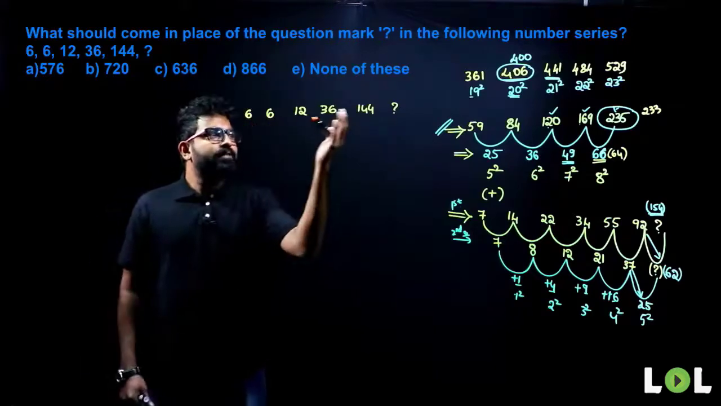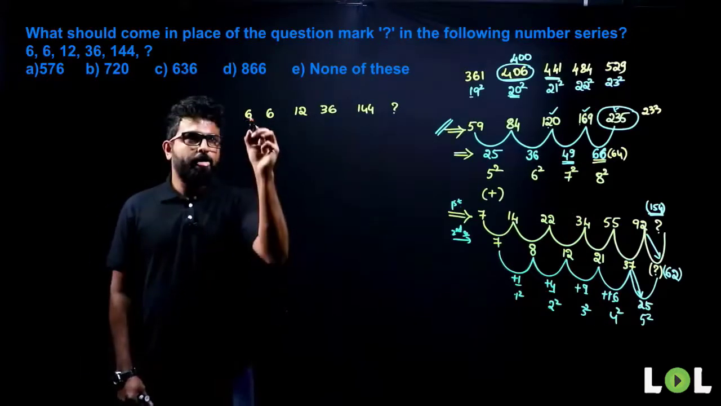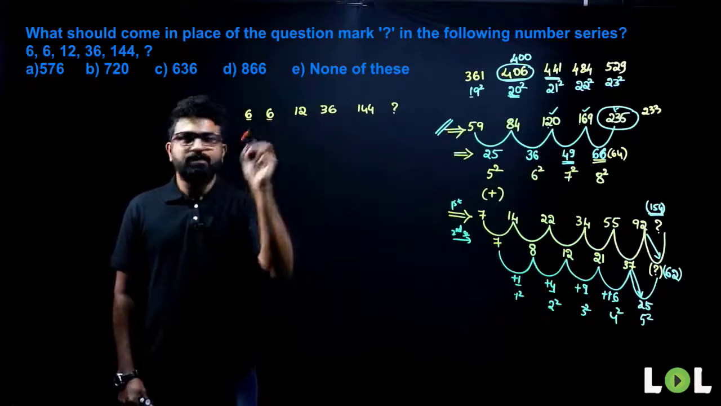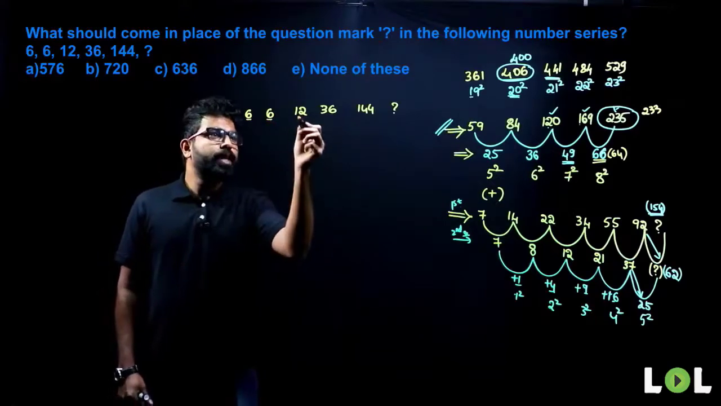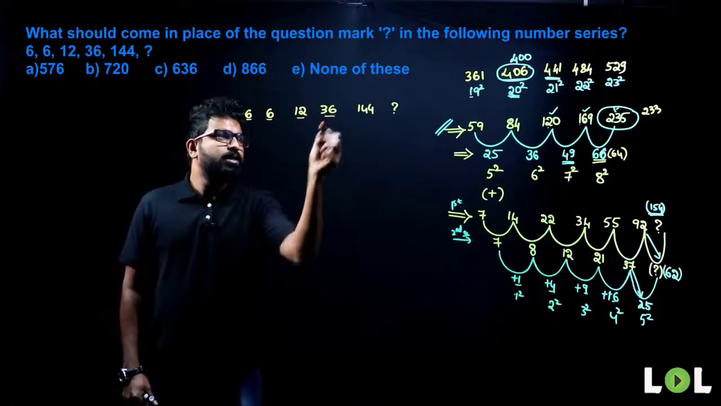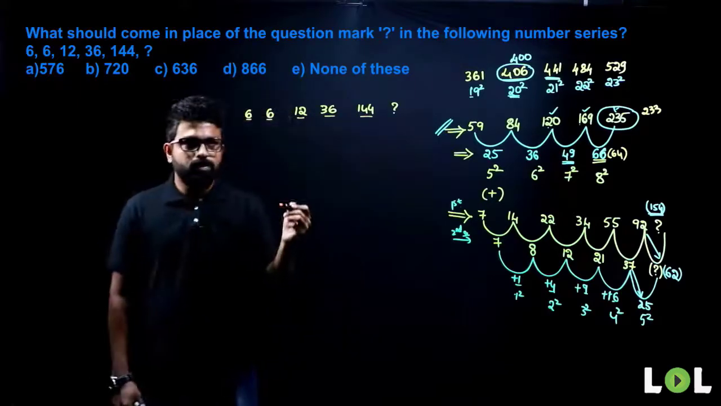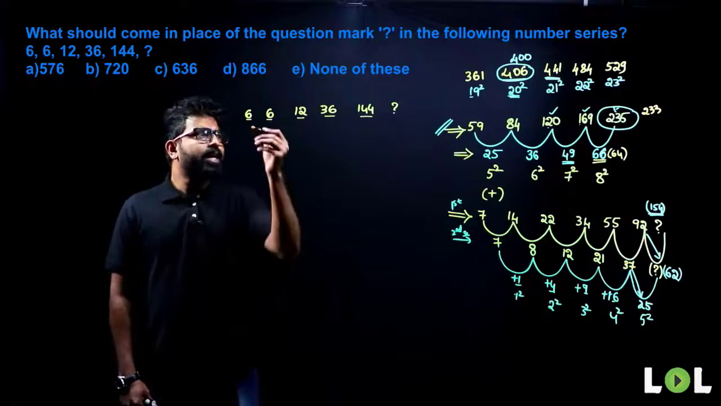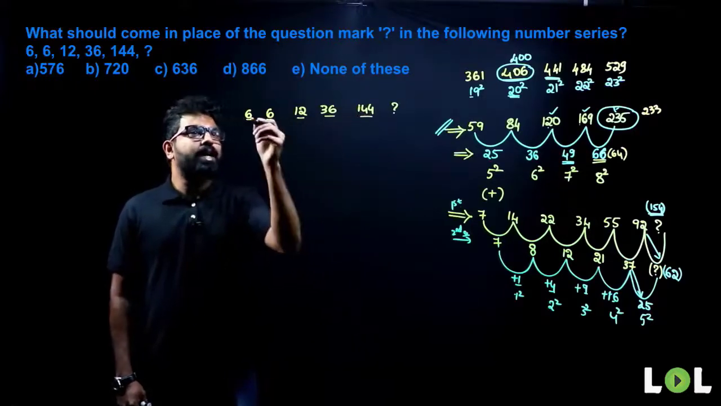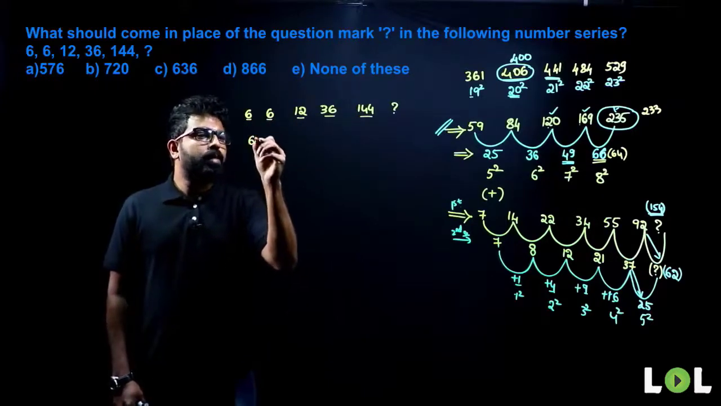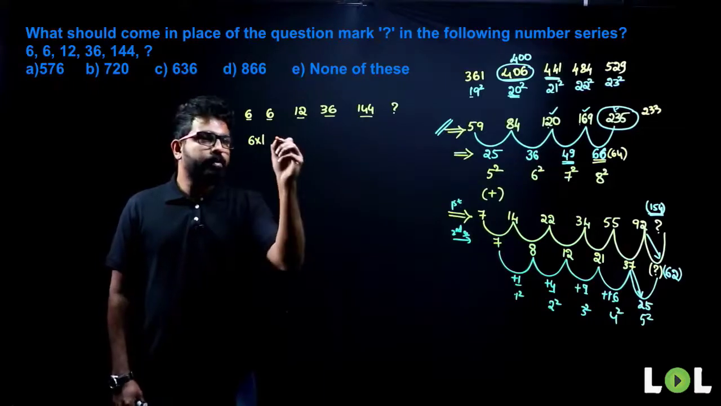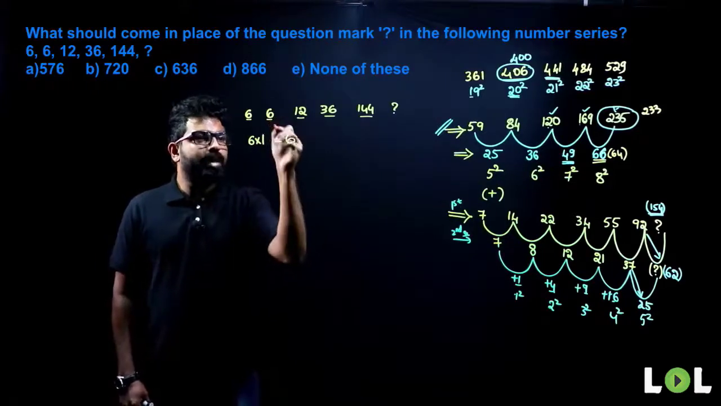So what do you understand when you start looking at the series here? The term 6 is repeated here. Then it's going on to become 12 and then 36. And 36 is suddenly going on to become 144. What do you understand here? When I directly look at this term, I can understand that 6 is multiplied with 1 to get my answer as 6, my next term.